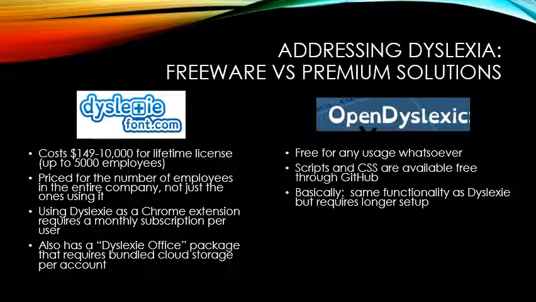First of all, we have dyslexiefont.com, also known as Dyslexie. Dyslexie costs $149 to $10,000 for a lifetime license up to 5,000 employees. Past 5,000 employees, you must request a quote. It's priced for the number of employees in the entire company, not just the ones using it. So if you have 5 people that actually input data into your system, but you have 200 workers, you have to pay the rate for 200 workers.